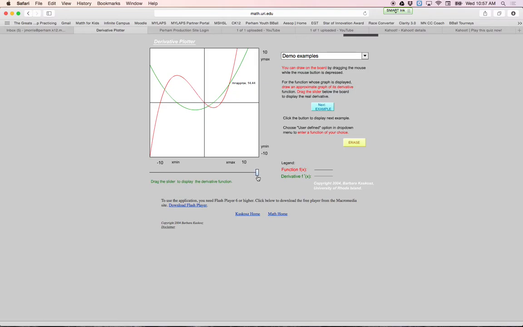Now, what I want you to notice, a couple things that will help you here, is that when the slopes are positive, notice your derivative is above the x-axis. That's really important. I mean, that's one of the most important things you've got to learn.